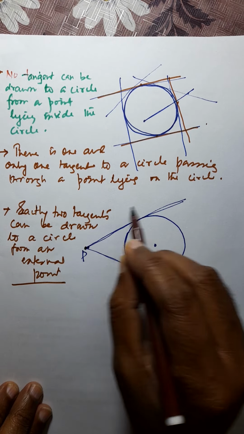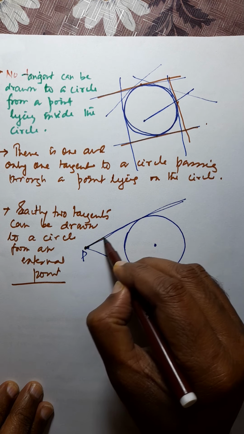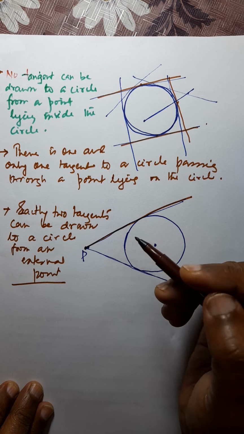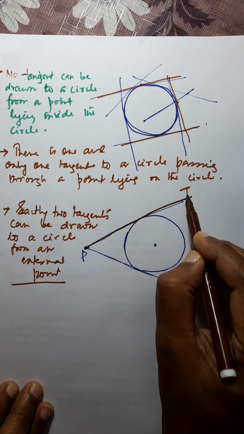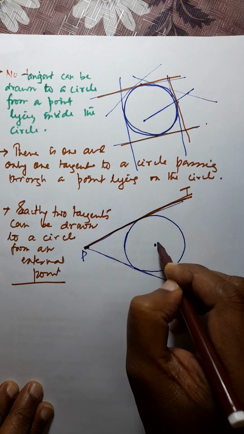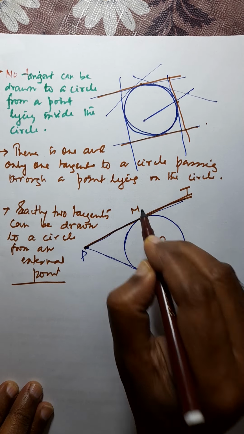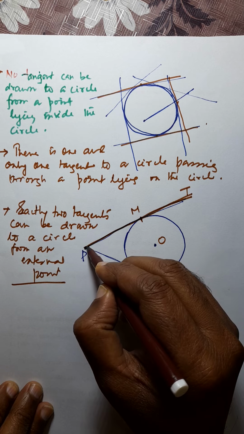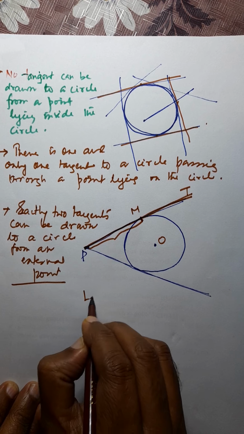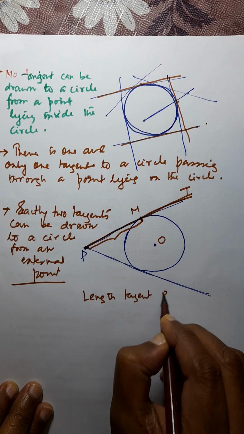Now from this external point, if we ask to find out the length of the tangents, we are drawing a tangent from this point. So up to which we have to take the measurement. Suppose PT is a tangent. We have drawn PT is a tangent to the circle with center O. So here what is the point of contact? PM is the point of contact. So length of this tangent will be what? PM.